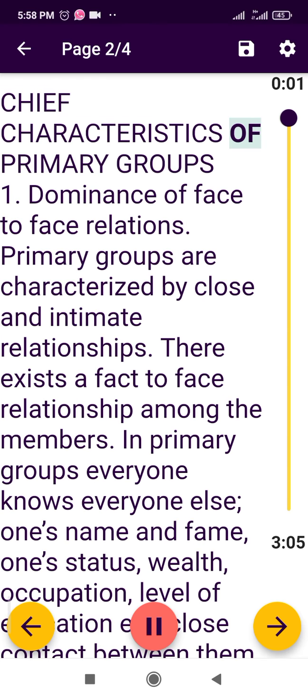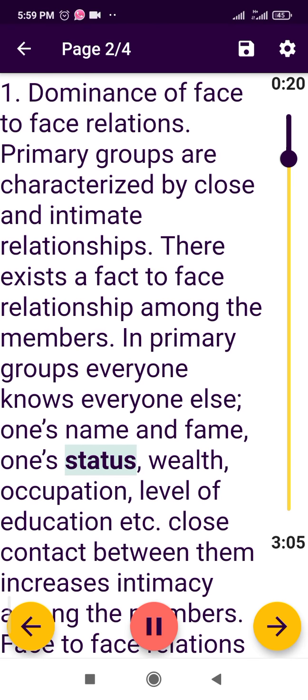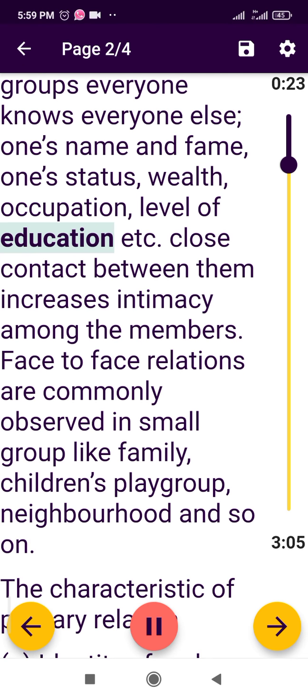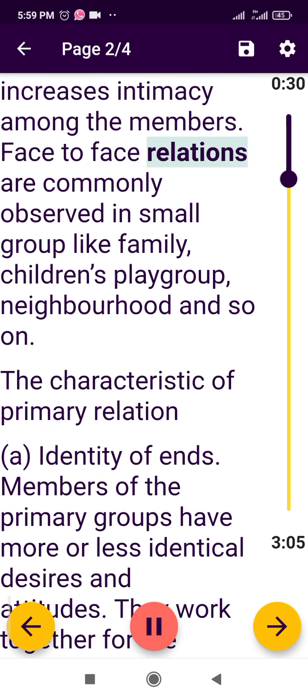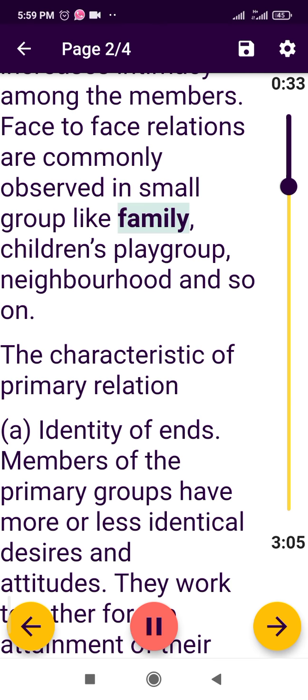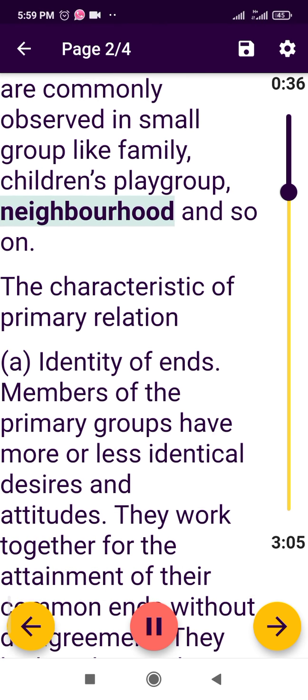Chief characteristics of primary groups. 1. Dominance of face-to-face relations. Primary groups are characterized by close and intimate relationships. There exists a face-to-face relationship among the members. In primary groups, everyone knows everyone else, one's name and fame, status, wealth, occupation, level of education etc. Close contact between them increases intimacy among the members. Face-to-face relations are commonly observed in small groups like the family, children's playgroup, neighborhood and so on.